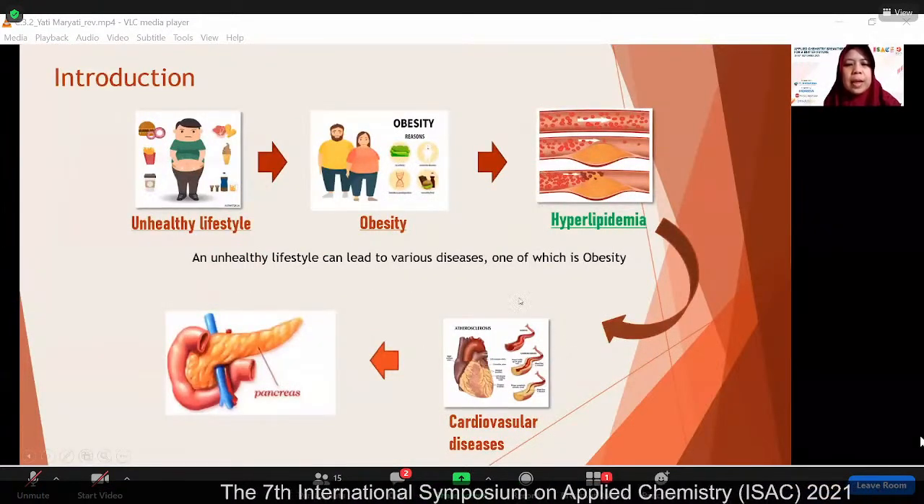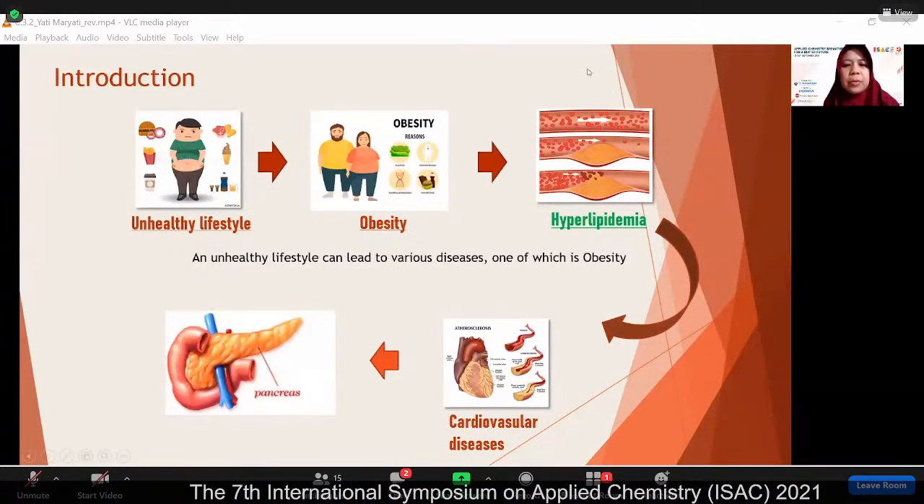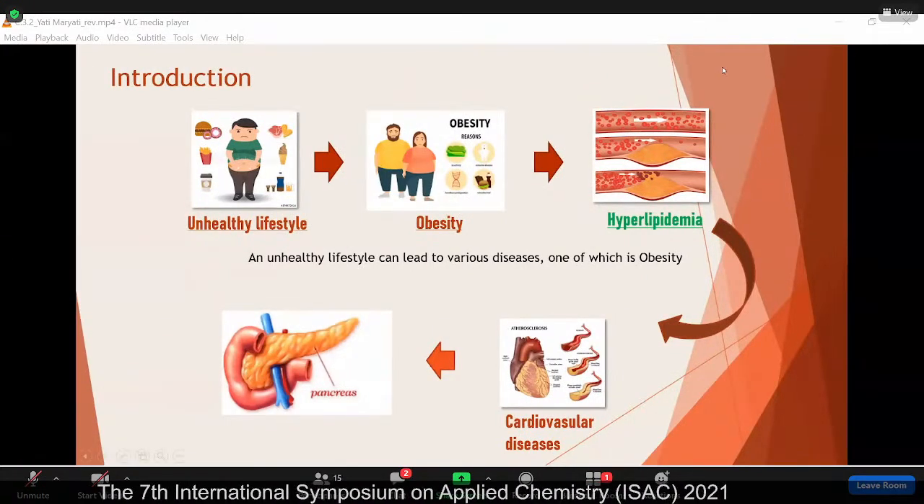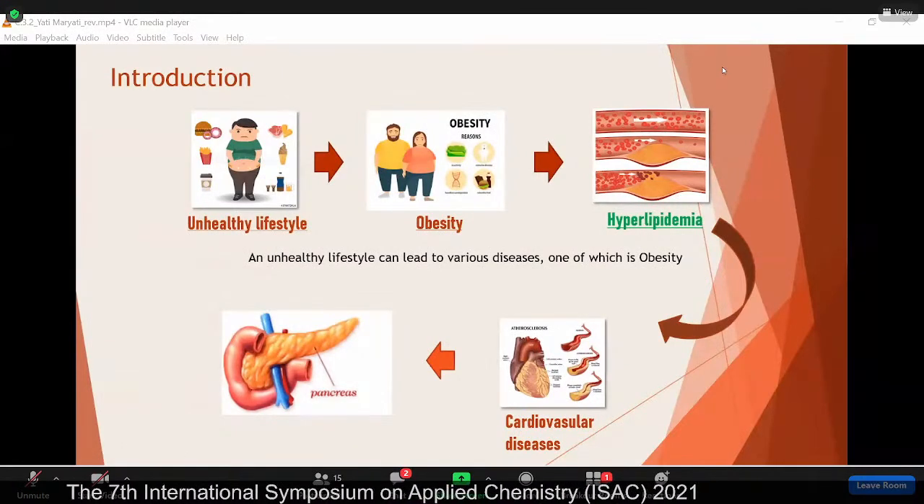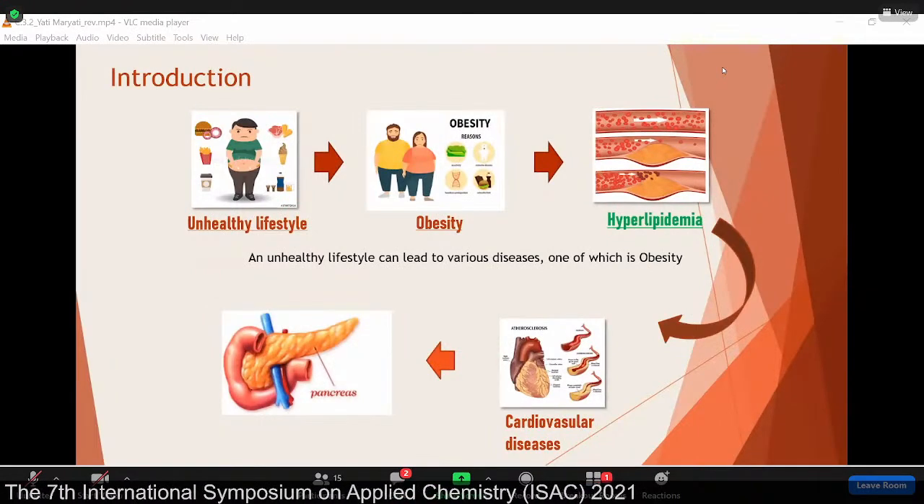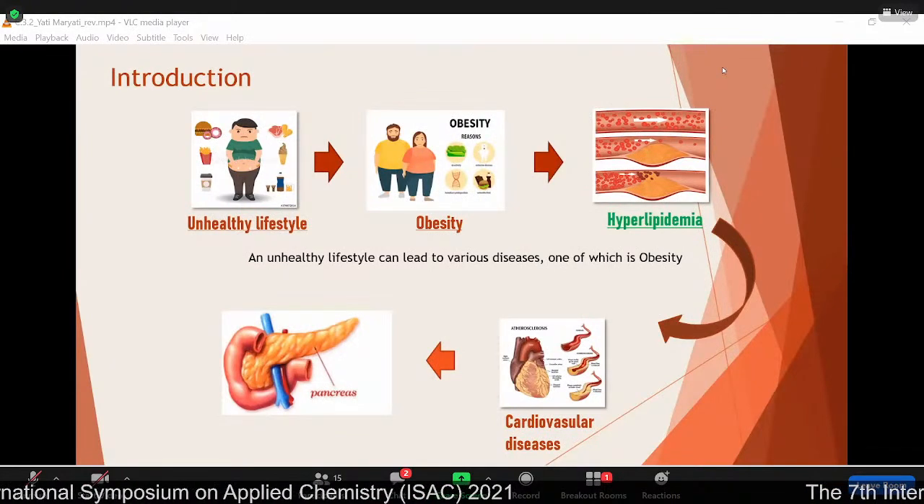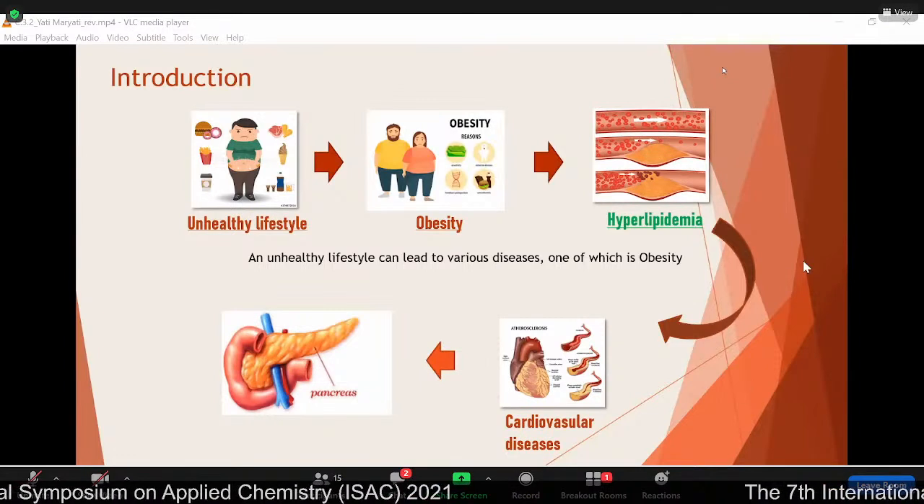As background, an unhealthy lifestyle can lead to various diseases. One of them is obesity. Obesity has become a global health issue. Obesity is a condition of excess body fat that increases the likelihood of various cardiovascular diseases. One of the successful mechanisms in the therapeutic management of obesity is to inhibit fat absorption by pancreatic lipase inhibitors in the digestive tract.